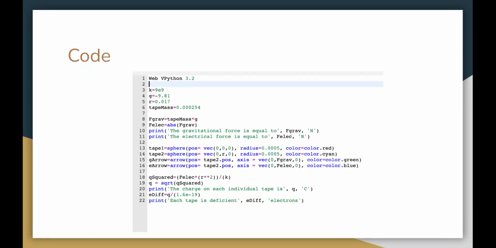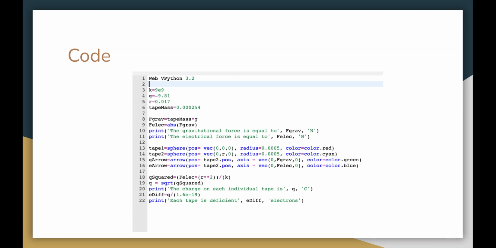So the force due to gravity was tape mass times the gravitational constant. And the force due to the electric interactions between the two pieces of tape was the absolute value of that force. Since the force of gravity is going to be negative, the electric force is going to be positive, since it has to point in the opposite direction in order for the tape to remain stationary. It has to be equal and opposite.